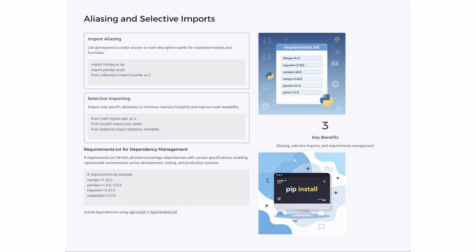Aliasing allows for concise code by renaming imports, like import numpy as np. Selective imports, such as from math import sqrt, enhance readability and efficiency. The requirements.txt file ensures consistent environments by listing dependencies, e.g., numpy==1.24.3. Use pip install -r requirements.txt to install these dependencies efficiently.